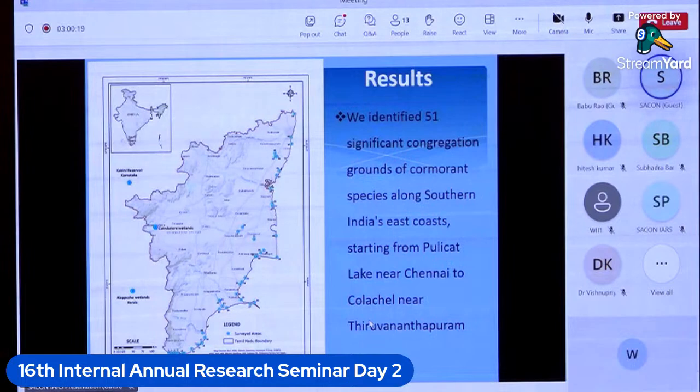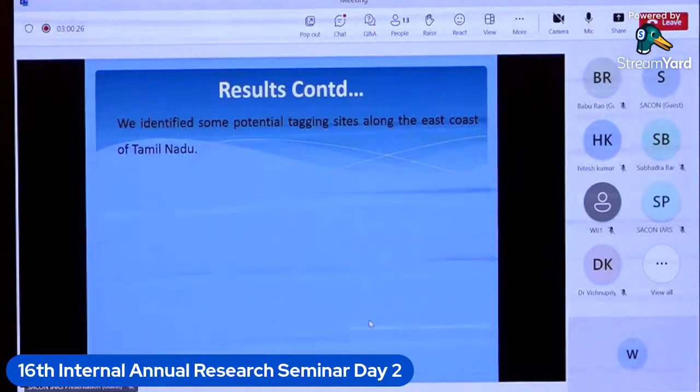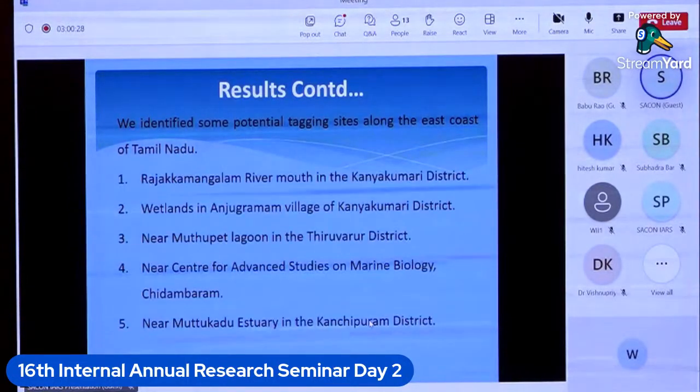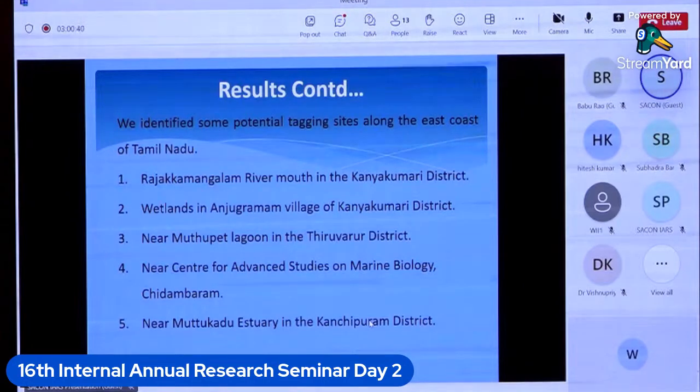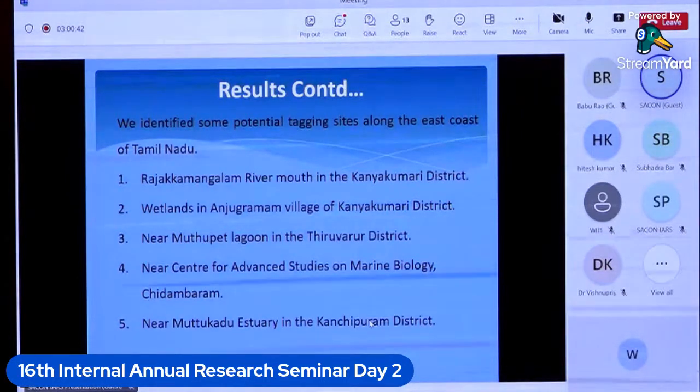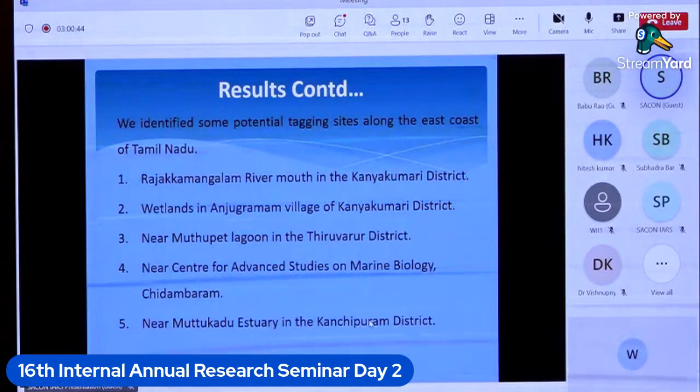A fairly decent number of birds of three species were seen. And these are the important potential tagging areas that we came to a conclusion to tag at. One is Rajakkamangalam river mouth in Kanyakumari, and the other one is Anjugramam in Kanyakumari. These two have the potential for all three cormorants. Interestingly, large cormorants are available in good numbers at certain seasons.